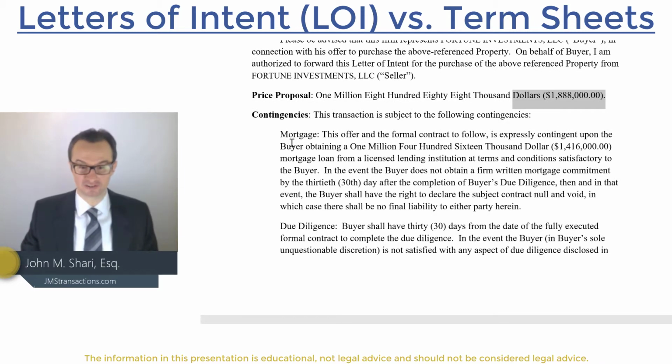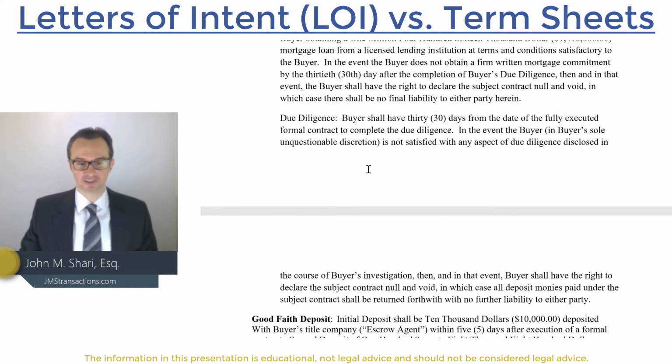First, we see a mortgage contingency stating that the buyer is relying upon being granted a mortgage to actually close on the deal. And if he can't get a mortgage, then he can essentially, or she can, terminate the deal and get the deposit back. Due diligence. Here's a big one.